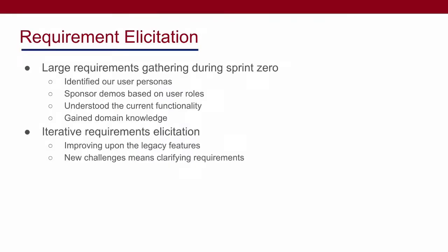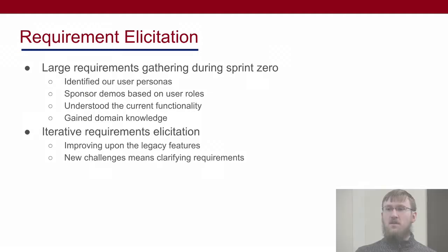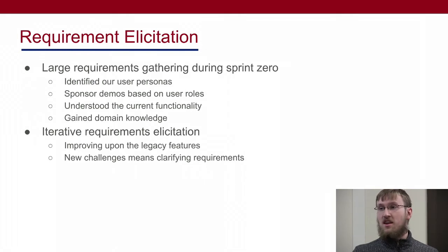To talk about requirements: a large majority of our requirements were gathered during Sprint 0. Each week, our sponsor would give us a demo on a different user role, and we would use that to generate an FDD feature set containing all that role's features. We would then take that FDD feature set and turn it into a large amount of user stories, which we would group into our epics.